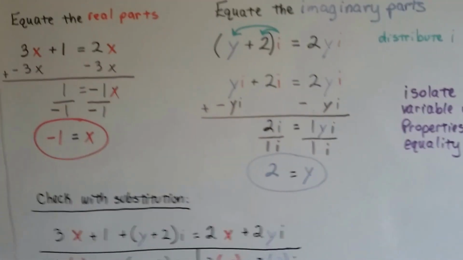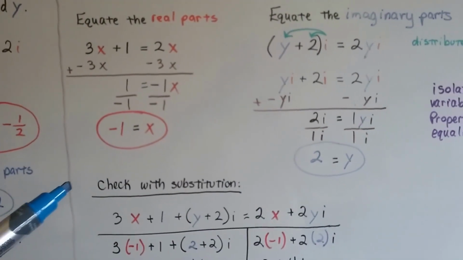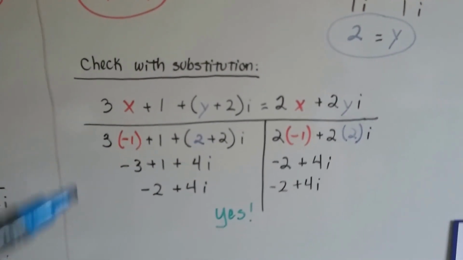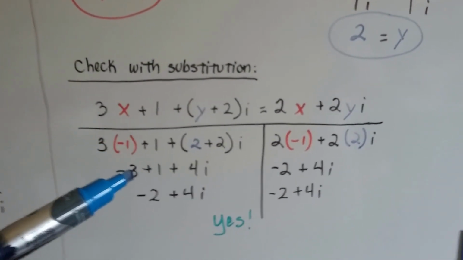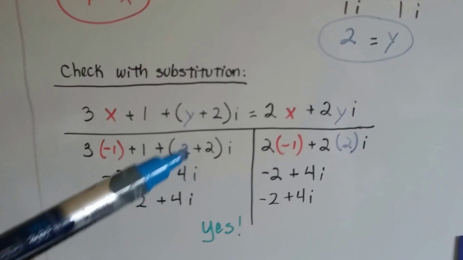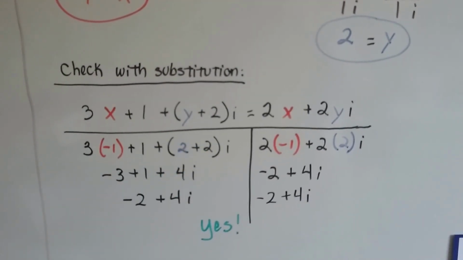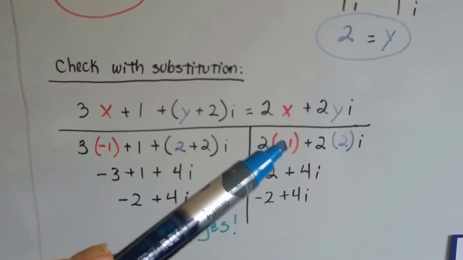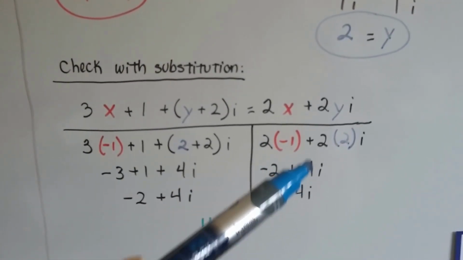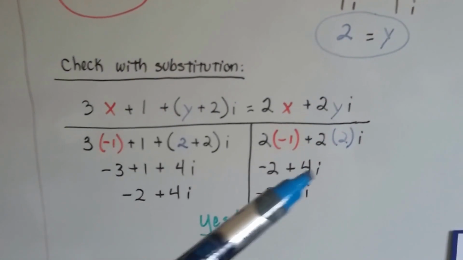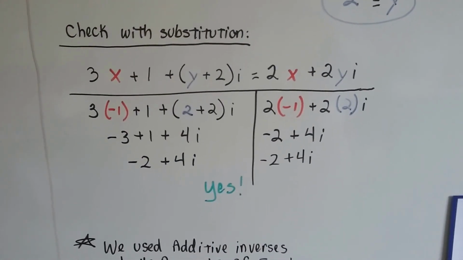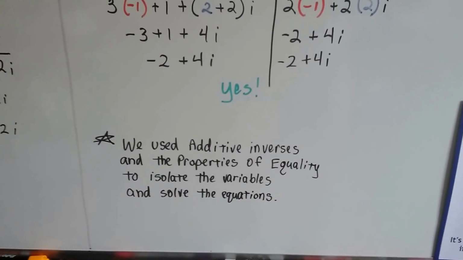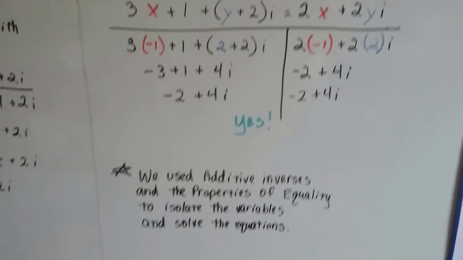We can check it by plugging in, substituting negative 1 for x and 2 for y into our equation. We get 3 times negative 1, which is a negative 3 plus 1, plus 2 plus 2, i. That gives us a negative 2 plus 4i. On this side, we got 2 times negative 1, which is a negative 2, plus 2 times 2 is 4i. And yeah, both sides are the same. So we used additive inverses in the properties of equality to isolate the variables and solve the equations, just like we always do. Okay?